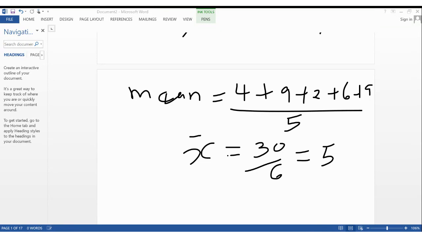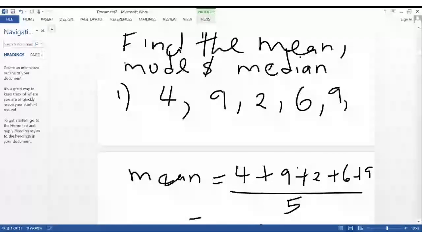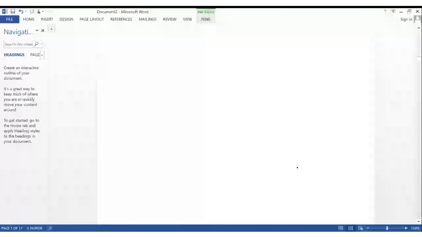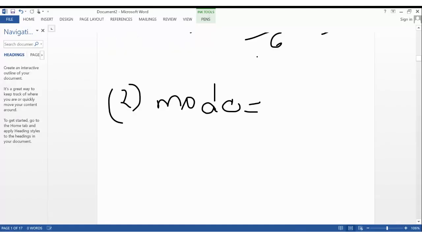So go back to the data. 4, 9, 2, 6, 9. A person in class can tell me the mode. Let me give you the data. Someone to try. Give me the mode for that one.